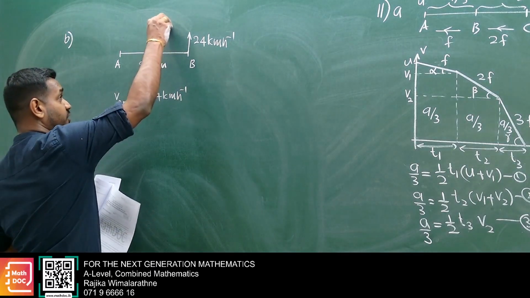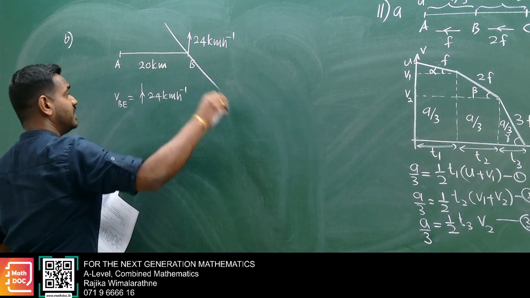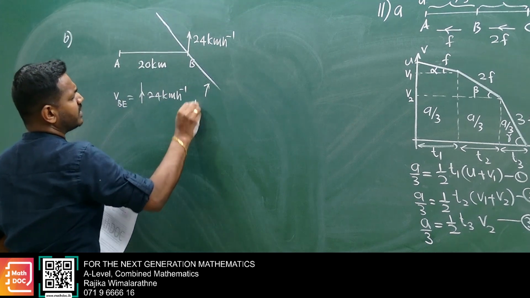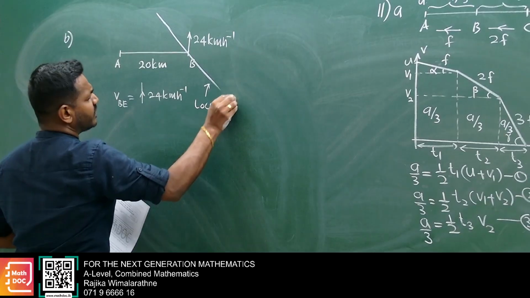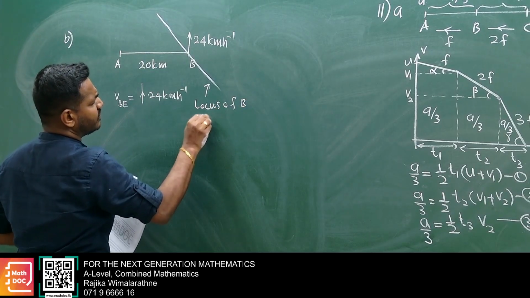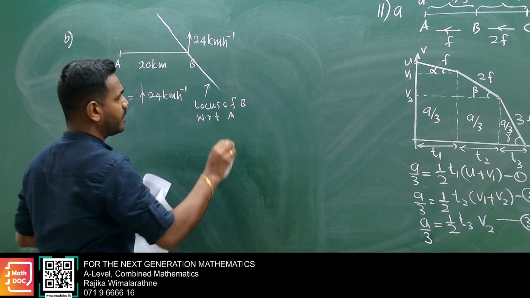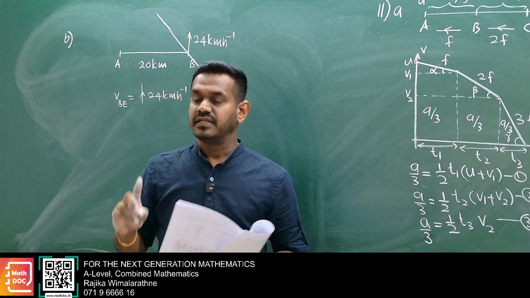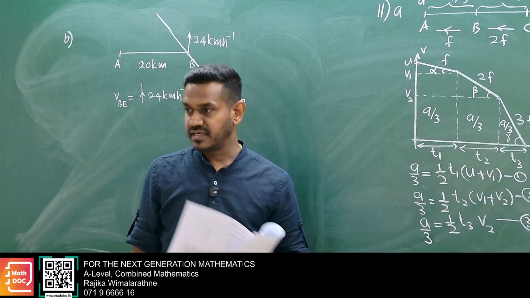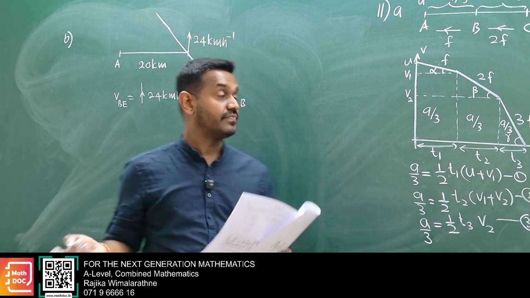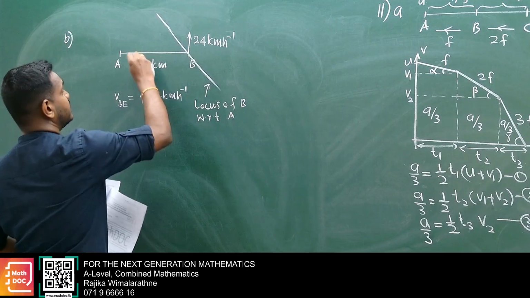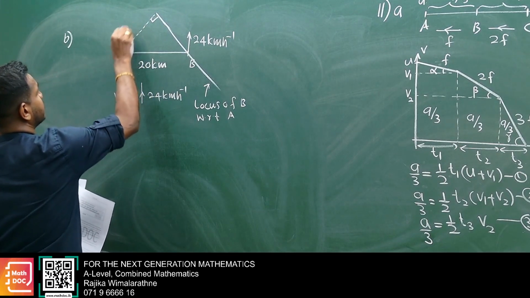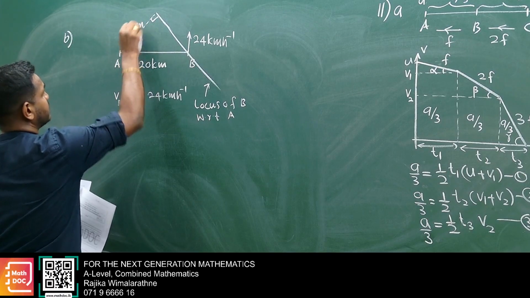Then I'll sketch the relative path. Here I'll sketch the relative path like this. Here is the locus of B with respect to A. Then to get the nearest shortest distance, you had better get the resultant relative motion. Then here is the relative motion. Then the nearest distance is 12 kilometers, and that is the perpendicular distance.